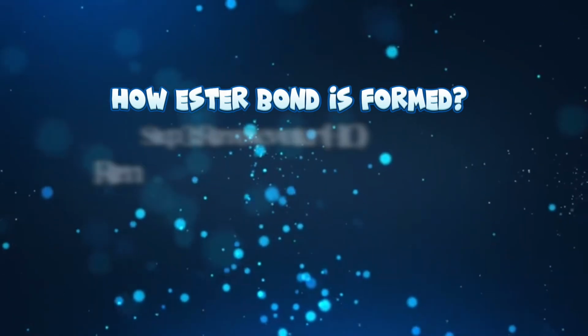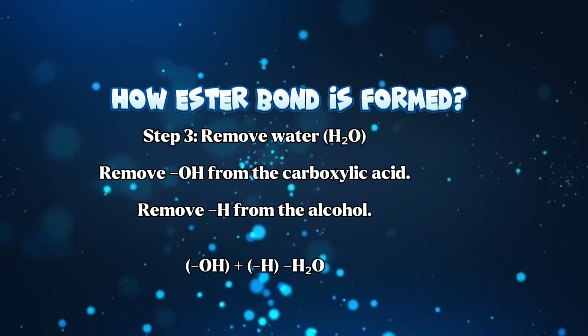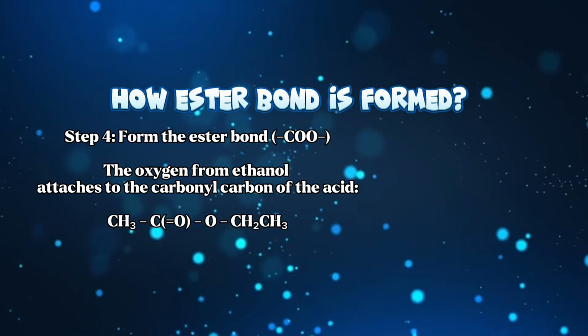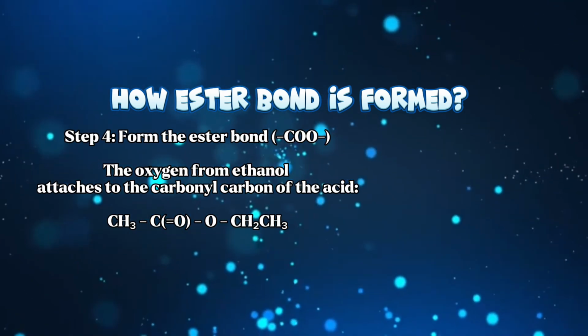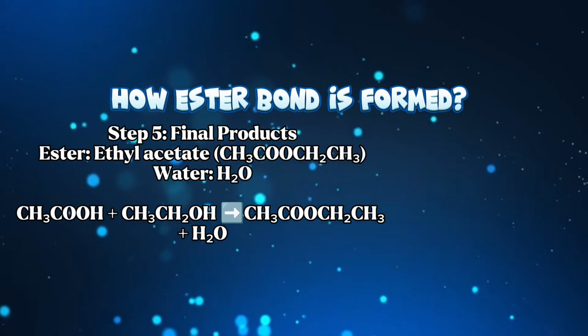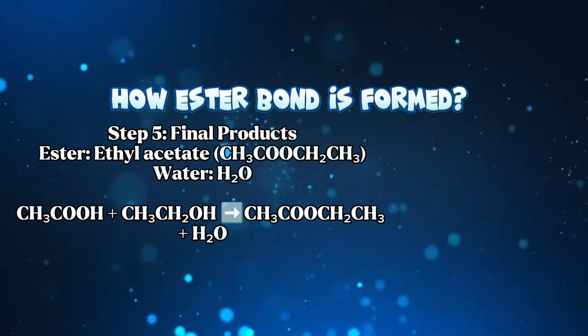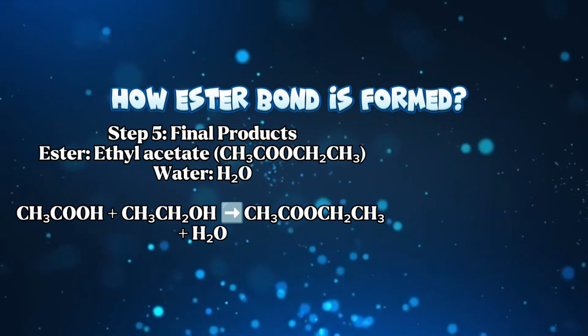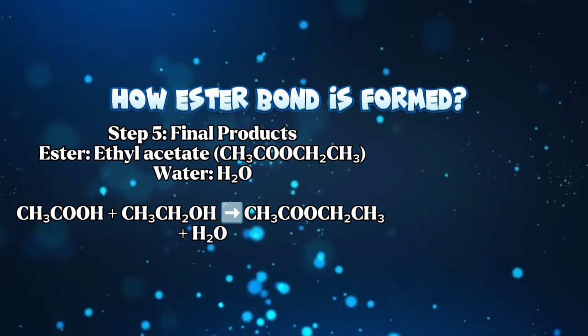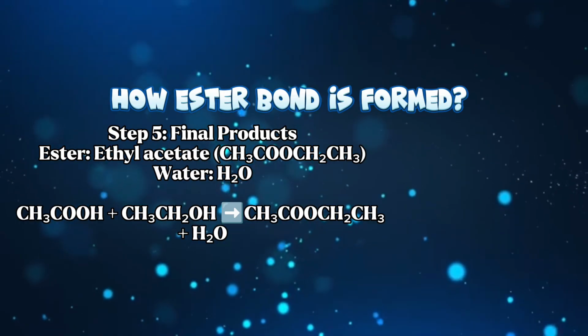After water is removed, the oxygen atom from the alcohol bonds with the carbon atom of the acid's carbonyl group, creating the new linkage, which is the COO, the ester bond. The products of this reaction are an ester and water. For example, acetic acid plus ethanol equals ethyl acetate plus H2O.